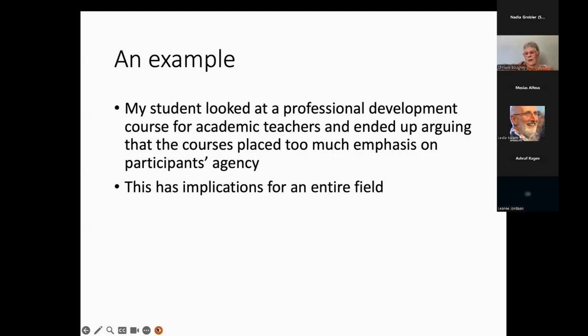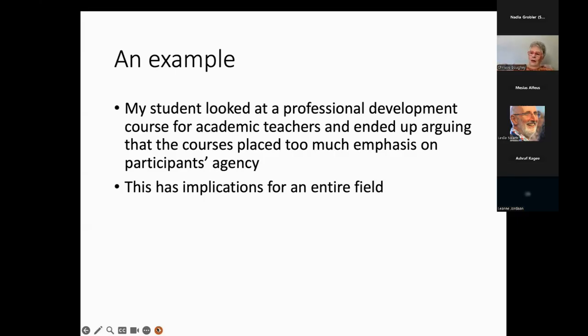So again, I'm going to use an example. My student looked at a professional development course for academic teachers, the kind of courses that universities run to get academics to learn how to teach. And she ended up arguing that the courses placed too much emphasis on participants' agency, on their ability to contribute to transformation. So the assumption is that if you get someone to do these courses, they'll then be able to improve their teaching and more students will be able to pass.